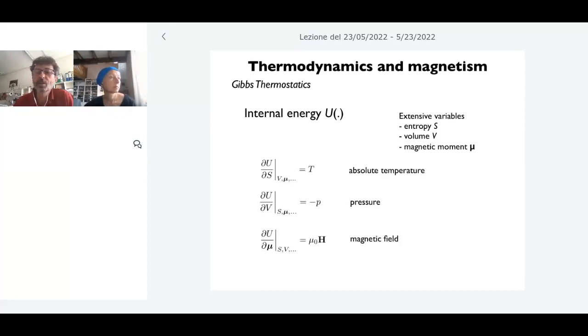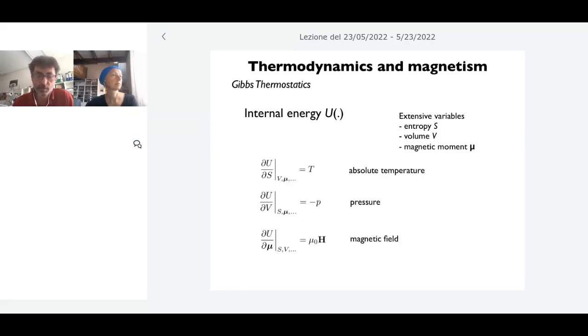Well, this depends on another quality, which is called an intensive variable. That is, in the case of entropy, the temperature, the absolute temperature. Absolute temperature is how internal energy changes with the entropy. The pressure, minus pressure, is how the internal energy changes with the volume. And also we have the magnetic definition. Now, the magnetic field is defined entirely as a thermodynamic quantity. The magnetic field is how internal energy changes with the change in magnetic moment.